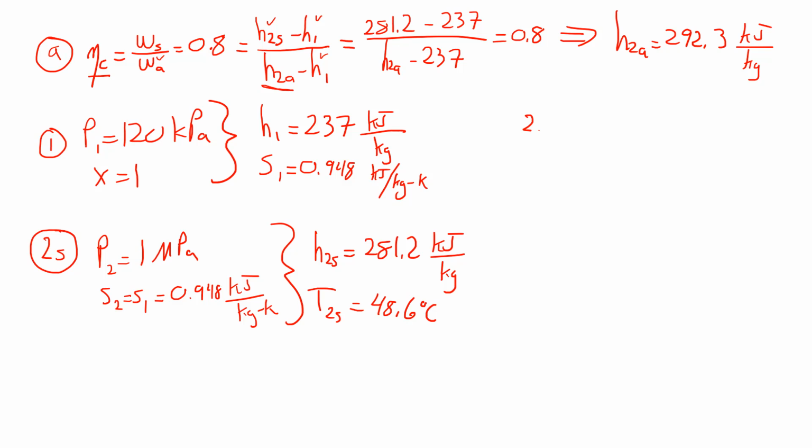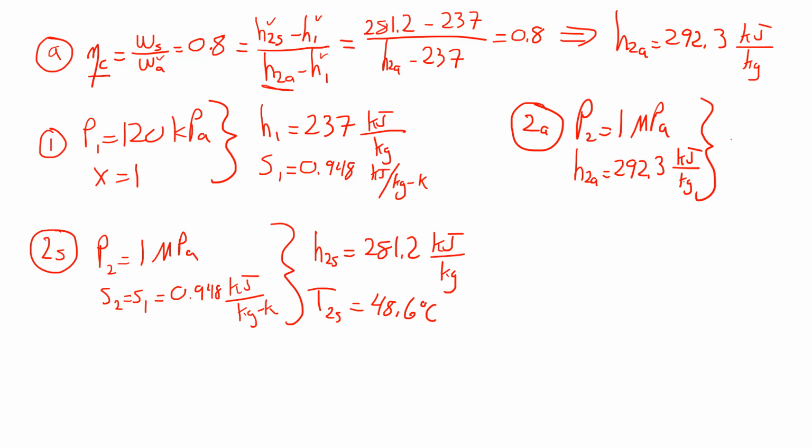Now, for state 2 actual, again, the pressure coming out is 1 megapascal. Now that I have my second property, h2 actual, of 292.3 kilojoules per kilogram, I can solve using those two properties, going back to EES, to find out what the actual temperature is. And the actual temperature is 59 degrees Celsius.